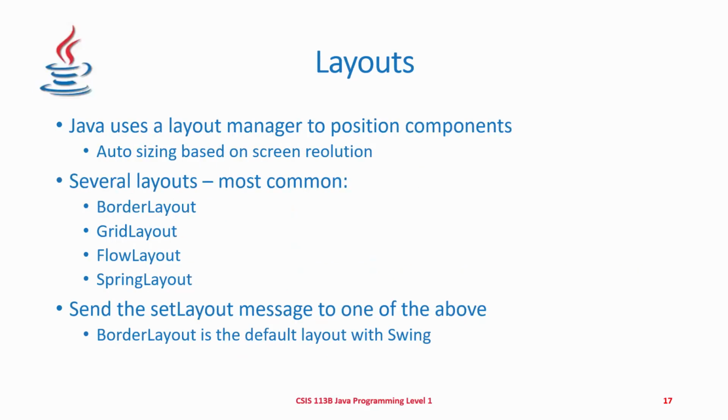Layouts are used to position the components. Layouts are used to position your components within the content pane, and they support auto sizing based on screen resolution. In other words, the position of the components will adjust as you increase or decrease the size of the window that contains them. We'll look at some examples here. We'll look at the border layout, the grid layout, the flow layout. We won't be talking about the spring layout, but you should be aware that it exists. We'll show you how to set that up here in a moment, but just know that border layout is the default layout within Swing.